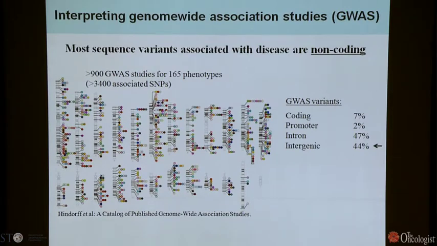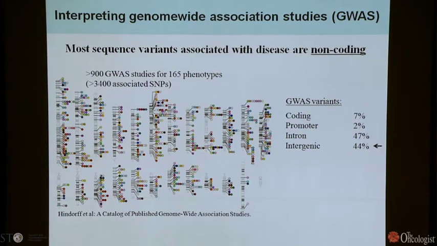There have probably now been more than 1,000 different genome-wide association studies for nearly 200 different phenotypes. And through these studies, thousands of single nucleotide polymorphisms, or variants, have been identified that are associated with particular phenotypes or disease. As has been widely reported in the literature and in the press as well, one of the surprising results of the genome-wide association studies was that a vast majority, something like 90-something percent, of the sequence variants associated in these studies were non-coding.